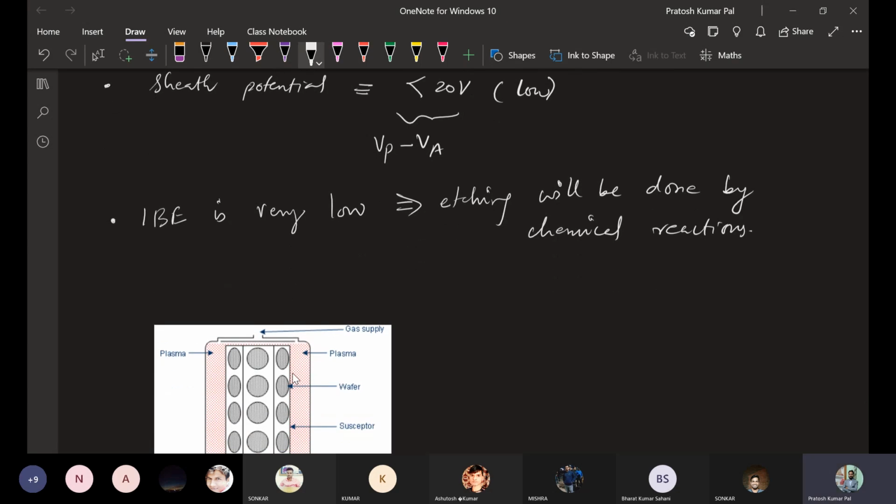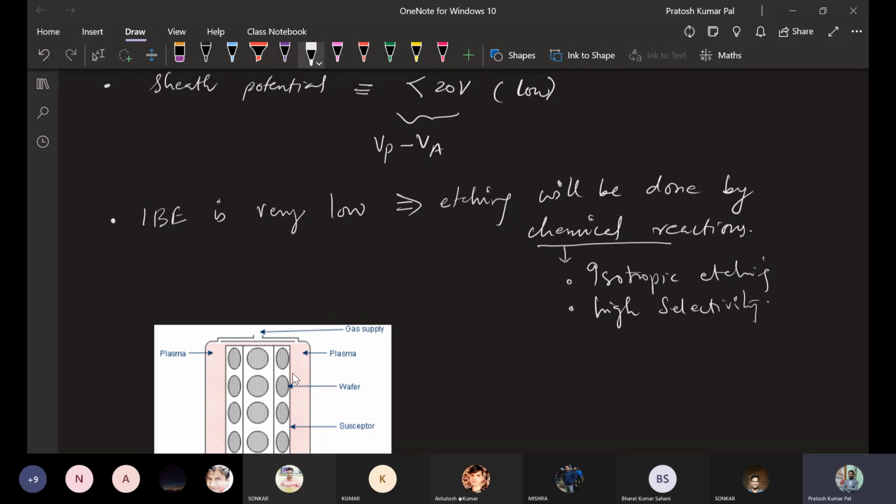Okay, so if chemical types of reactions will be taking place, the properties will be like here it will have the property of being isotropic in nature. So here isotropic etching will be done, and also if chemical reactions are taking place in the plasma type of etching, we will have high selectivity. Okay, so as it has isotropic nature, or we call it poor anisotropic property.